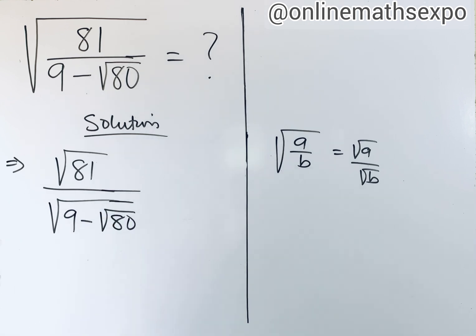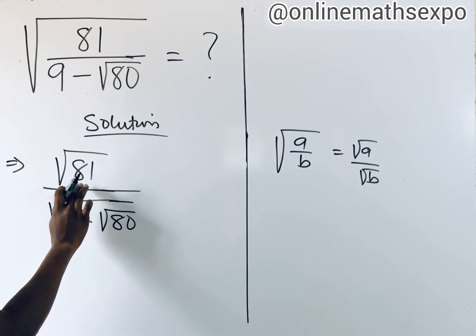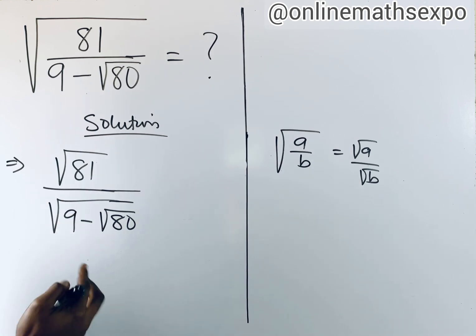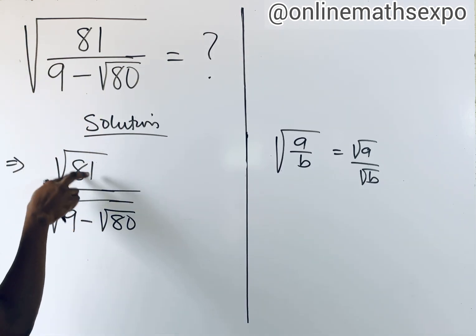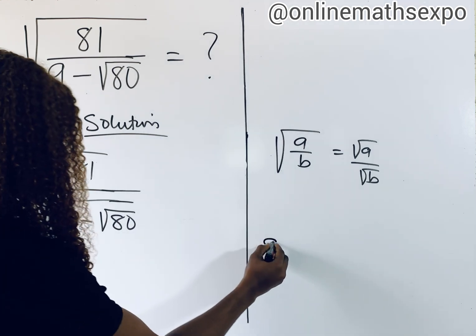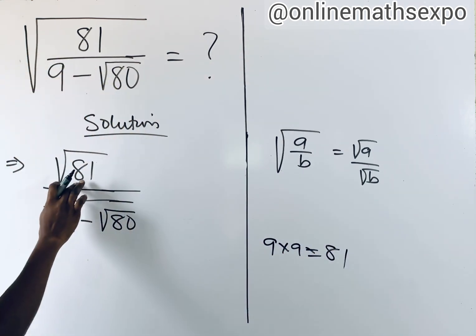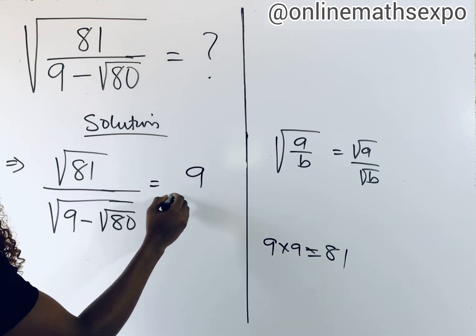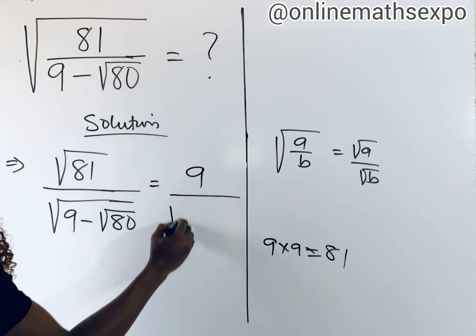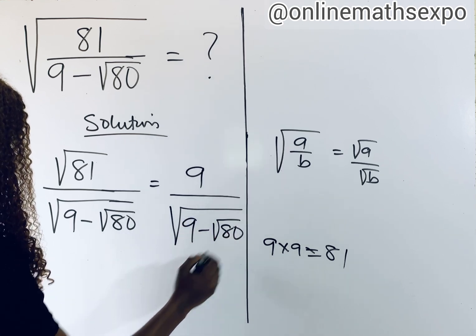Interesting. Now, you know too well that this is the square root of 81. And the square root of 81 is the same number you multiply two times to give you 81, and that is 9, because 9 times 9 gives us 81. So the square root of 81 will give us 9. So we're going to have 9 divided by square root of 9 minus square root of 80.